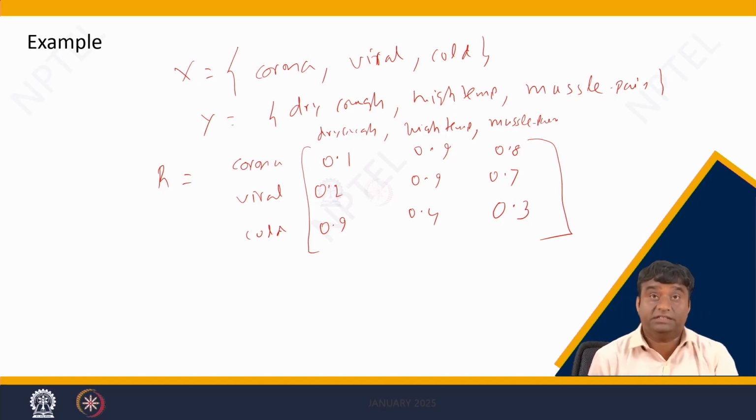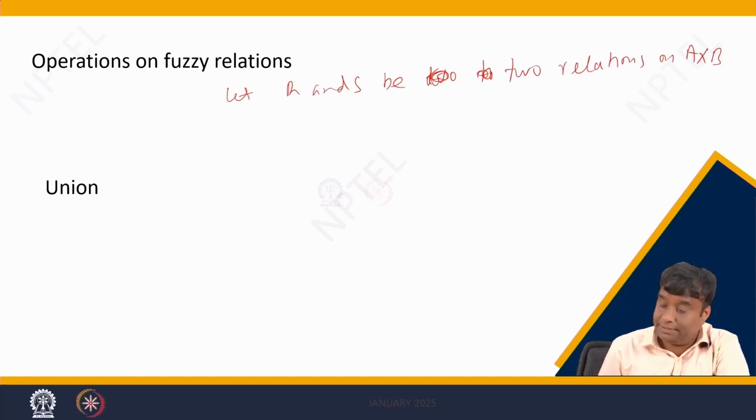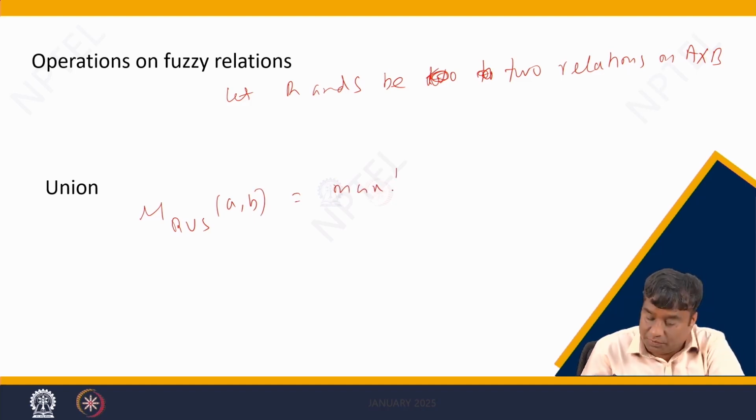Now operations on fuzzy relations. Same as crisp relations, so operations on fuzzy relations. We define two relations on A cross B. The union of these two relations R and S on A cross B is the maximum of mu R(A,B) and mu S(A,B). So this is the union.